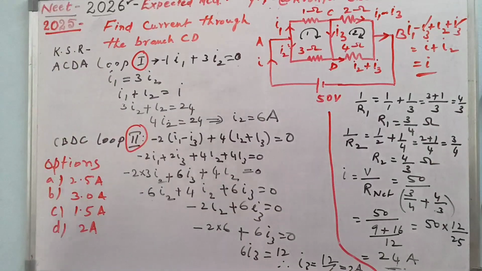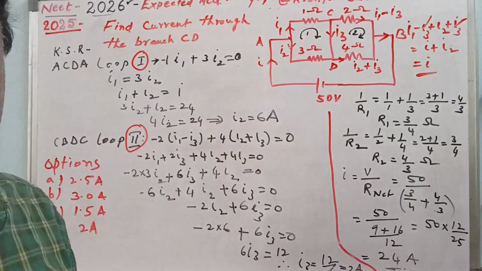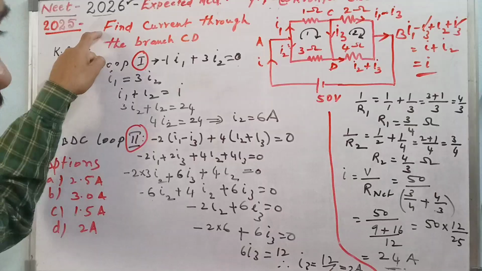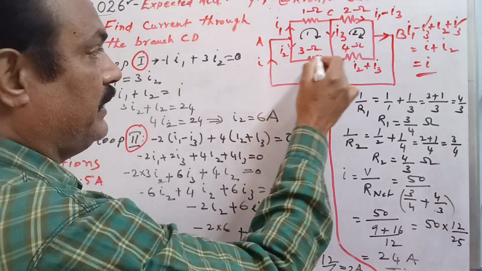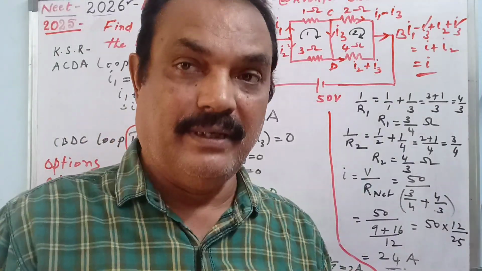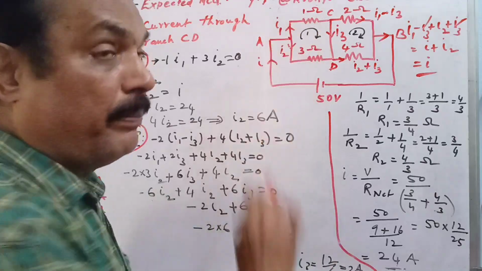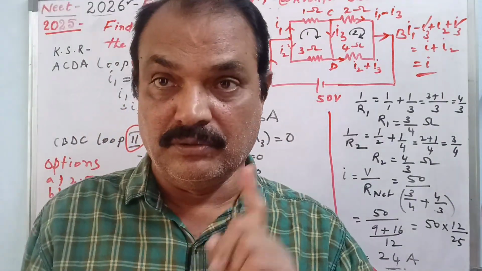The 2025 question based on current electricity says that there are four resistors, 1, 2, 3, 4. Their values are also given: 1, 2, 3, 4. They are connected like a Wheatstone bridge, but you have to check whether it is a balanced Wheatstone bridge.